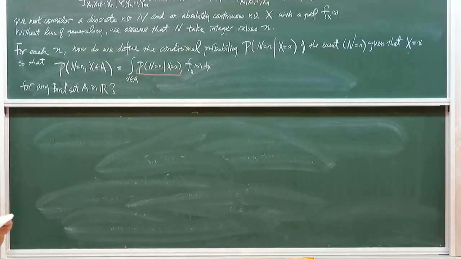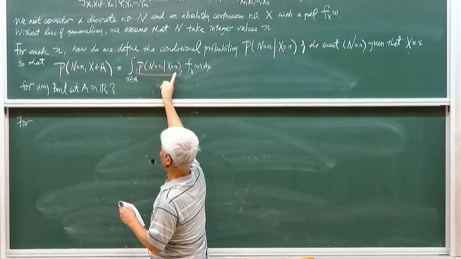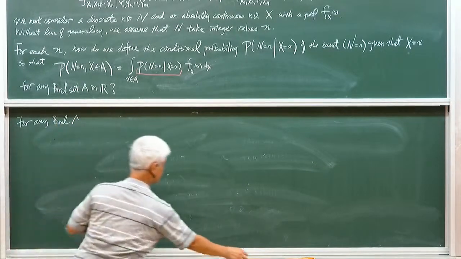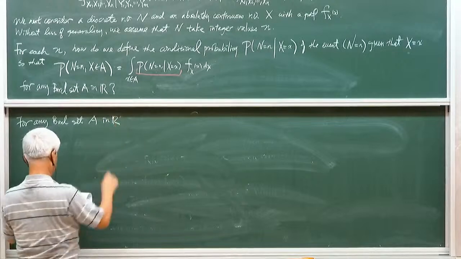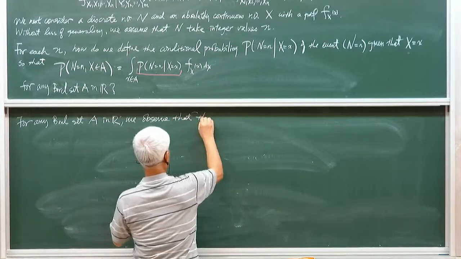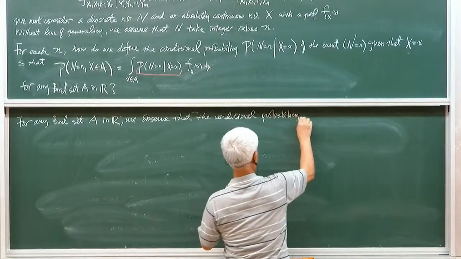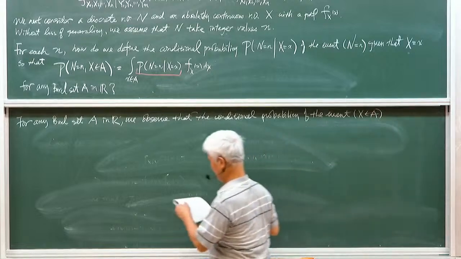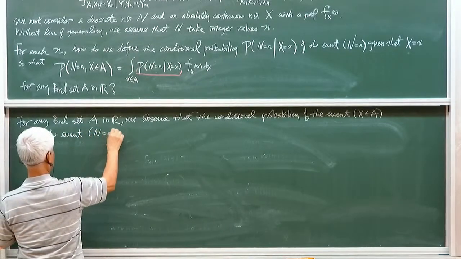Now we deal with a much simpler one. If we reverse the roles of X and N, for any Borel set A in R, we observe that the conditional probability of the event X in A, given the event N equal to little n, x.